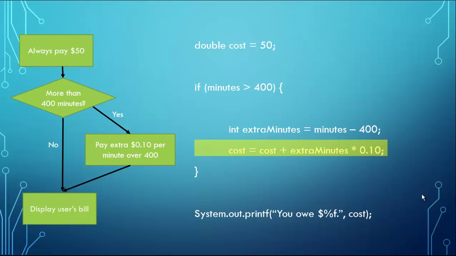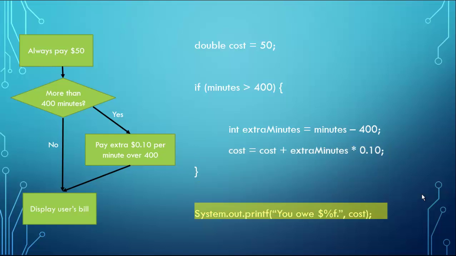The cost of those extra 100 minutes would be $10. Our new cost is the old cost, 50, plus the cost of the extra minutes, which is 10. So our new cost is going to be $60. When we continue with the program, it'll display a cost of $60.